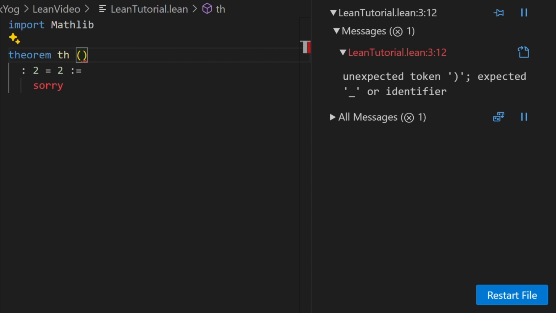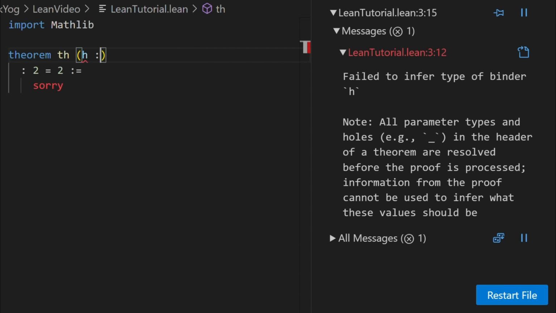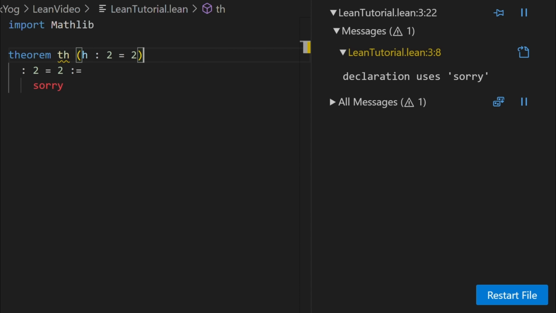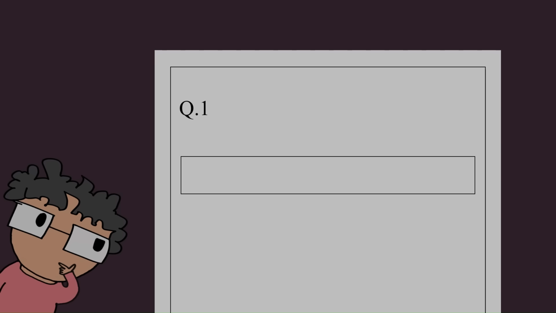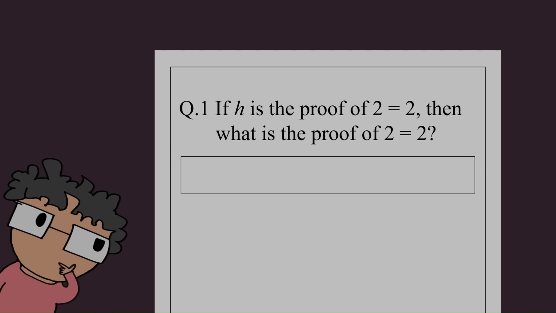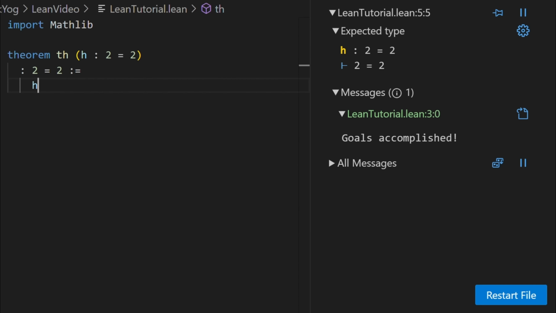Assumptions can be put before the colon, like h is a proof of 2 = 2. So think about it. If h is the proof of 2 = 2, then what is the proof of 2 = 2? Obviously h. And the proof is accepted.